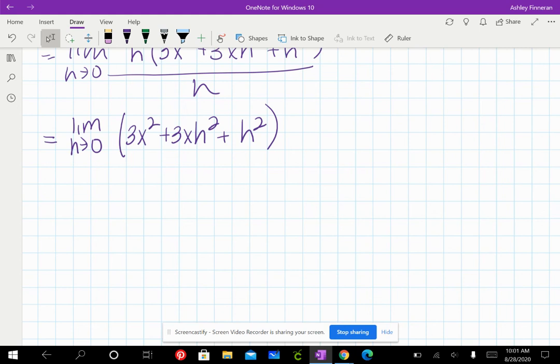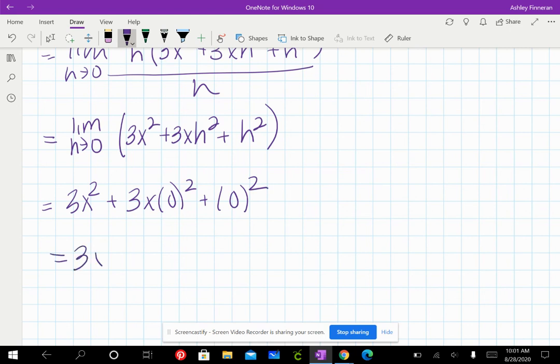Now I'm finally to the point where I can plug 0 in for h, which means everywhere I see an h, I'm going to make it 0. And that just leaves us with 3x squared. So in this case, our answer is a function of x rather than a number, and that's completely fine. This particular question is going to end up being important later in another chapter, so it's good that we're working with this now.